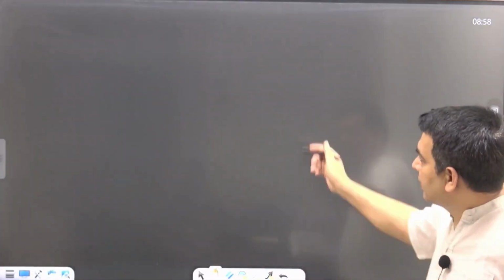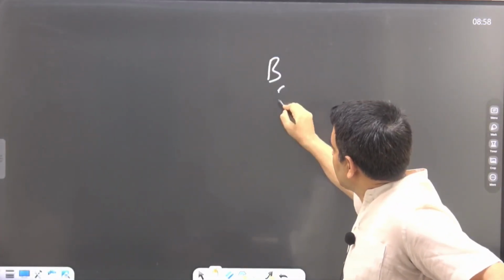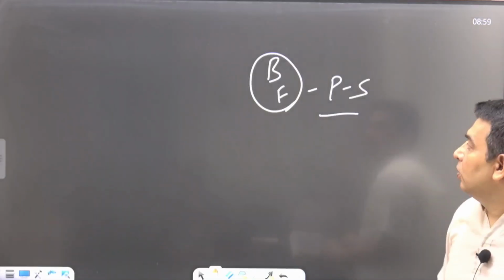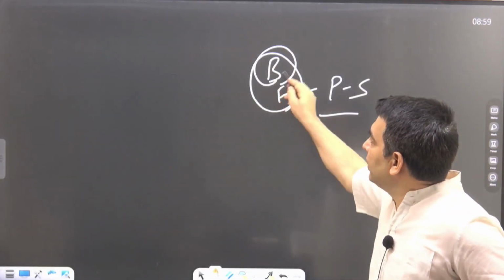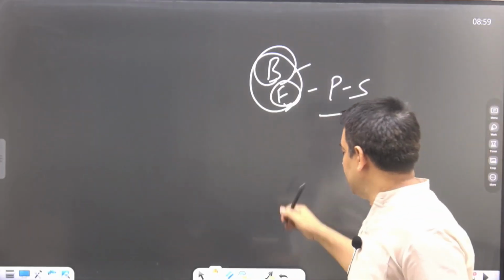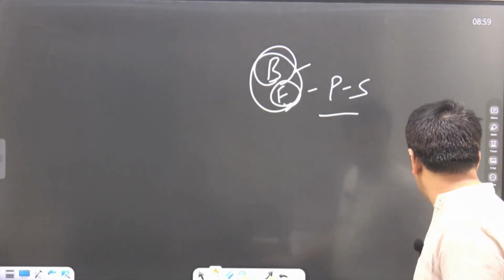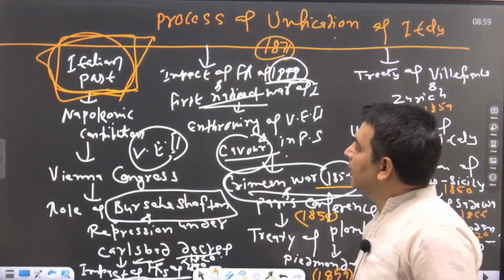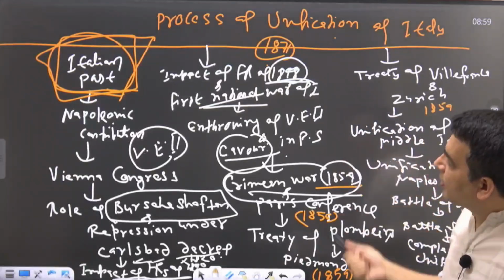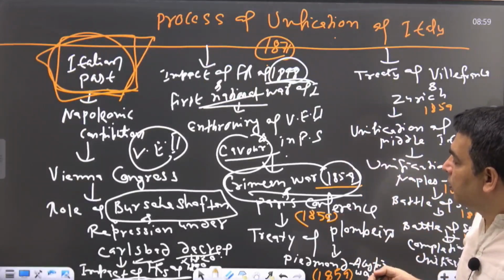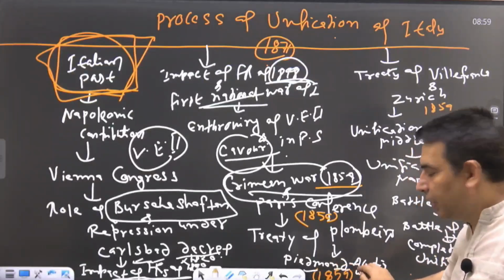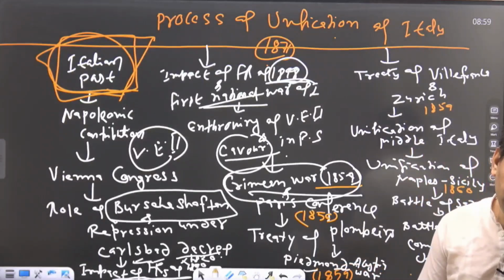The second thing, that Britain and France became the friend of Piedmont Sardinia. Now Britain proved a neutral friend and France proved an active friend. So after the Battle of Crimea, Cavour signed the Treaty of Plombieres with Napoleon III, the King of France.